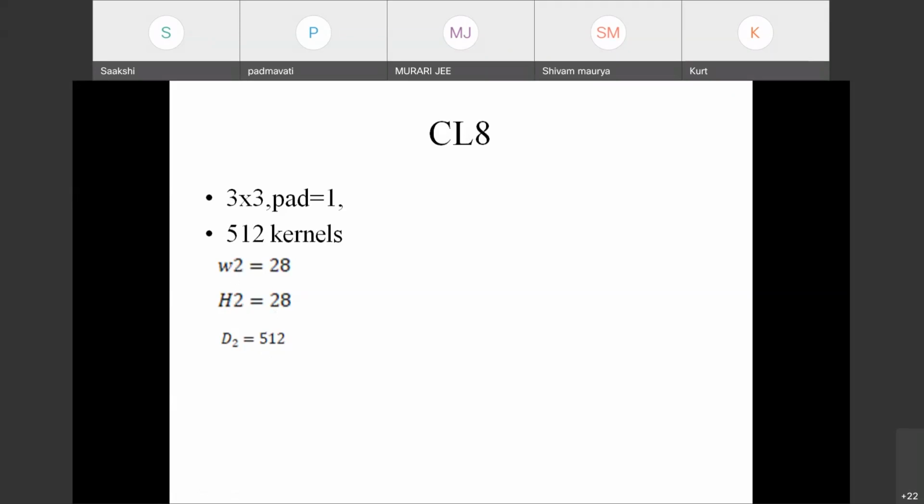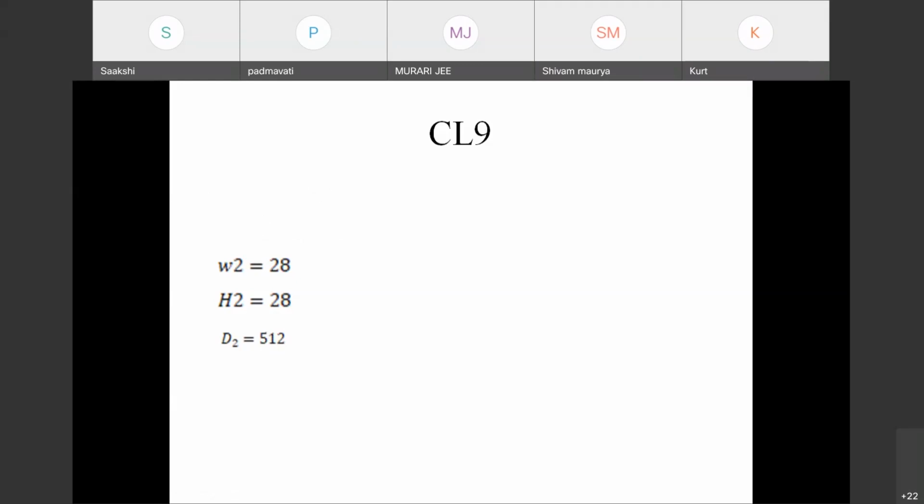When you compute the number of parameters here, I will only need to consider the input depth. Input depth we have just now considered it as 256. Yes, it is 256. So it should be 3 cross 3 cross 256 plus 1 multiplied by 512. Someone has computed it already. It is correct.